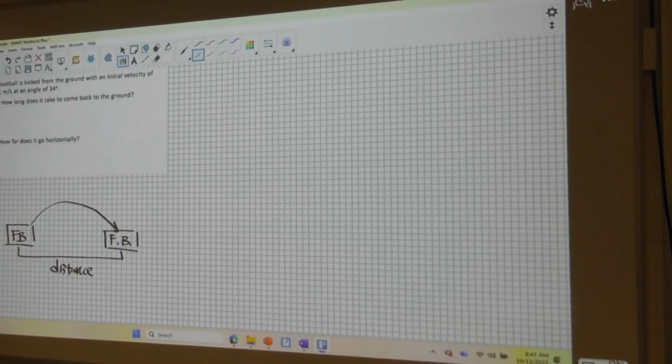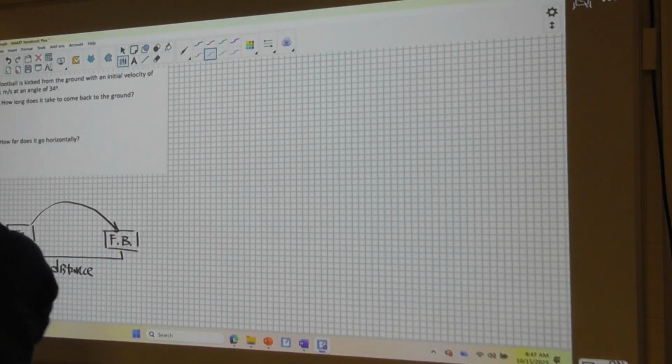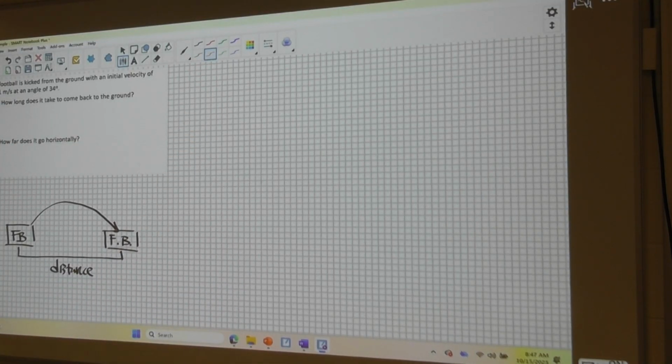Here's what we know. We know that it's kicked from the ground with an initial velocity of 5.1 meters per second and an angle of 34 degrees. So for clarity, I'm going to do something that I have avoided up until now, which is I'm going to use some different colors just so it'll stand out to you on the screen. You obviously probably don't have different colors to write with, but just do the best you can.